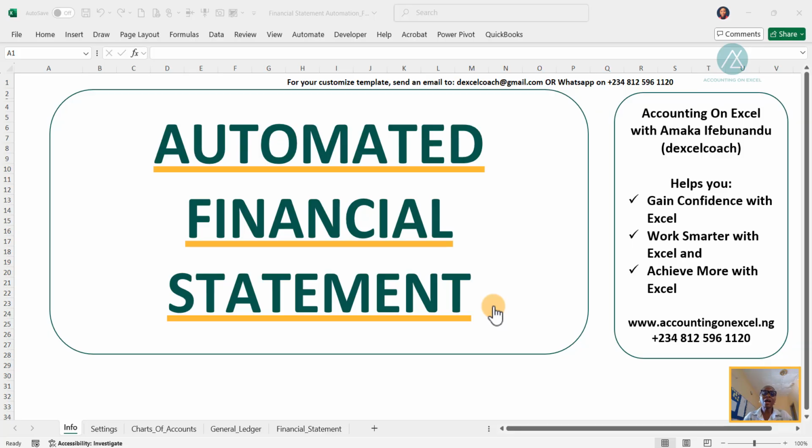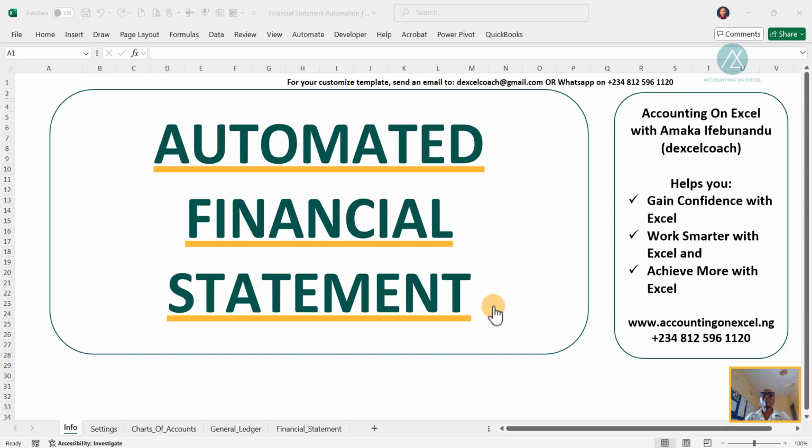In this tutorial, I'll be walking you through how to input transactions into a pre-designed template, which is the automated financial statement. Now, we're going to be using a case study for a startup company, a company that is just starting up, and we have a few transactions that span 2 years, which we're going to be using to illustrate how this template works.